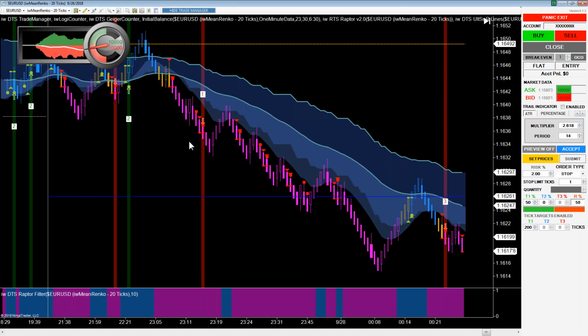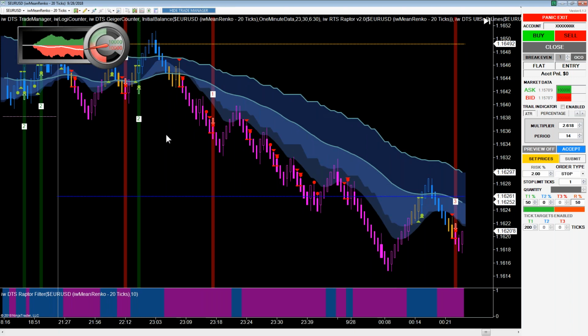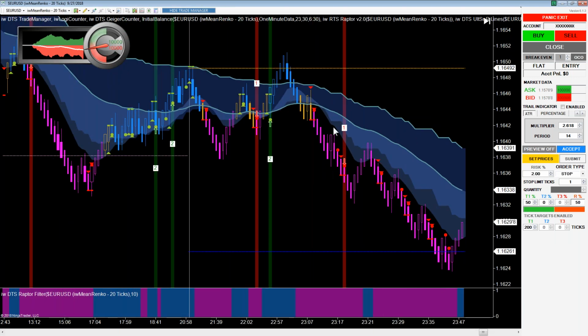The number 1 signal, the cloud crossover signal, occurs or tends to occur near the beginning of a trend. This is a signal that tries to pick up early momentum. So the market is out of sync as it is here, and then it comes into sync, and the number 1 signal will print, suggesting that, hey, pay attention, there may be a new trend developing here.